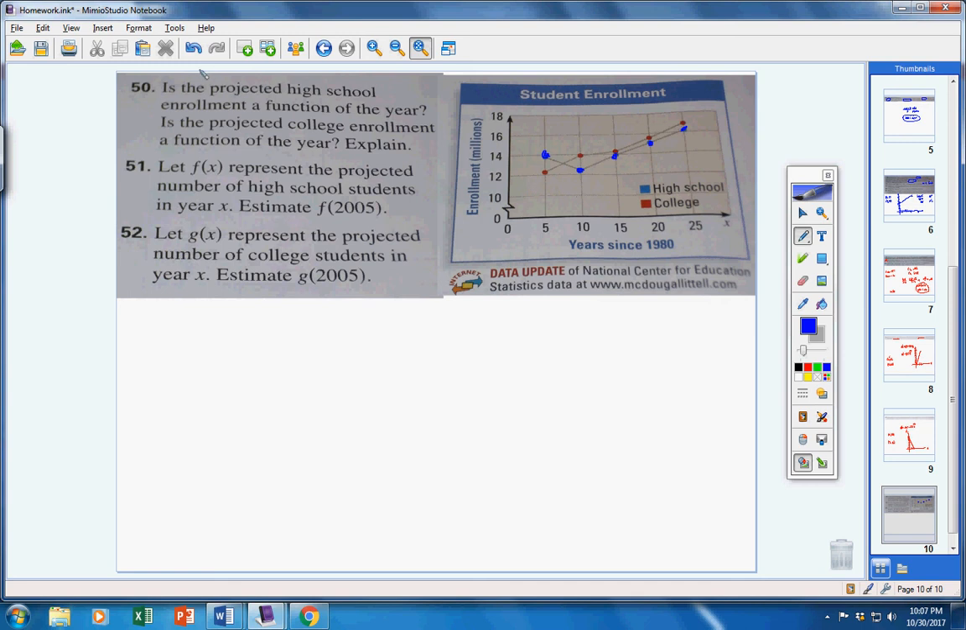So, is the projected high school enrollment a function of the year? Yes. Same thing with the college. Is it a function of the year? Yes, it is, because look at the red points. There are no red points directly above or below another.